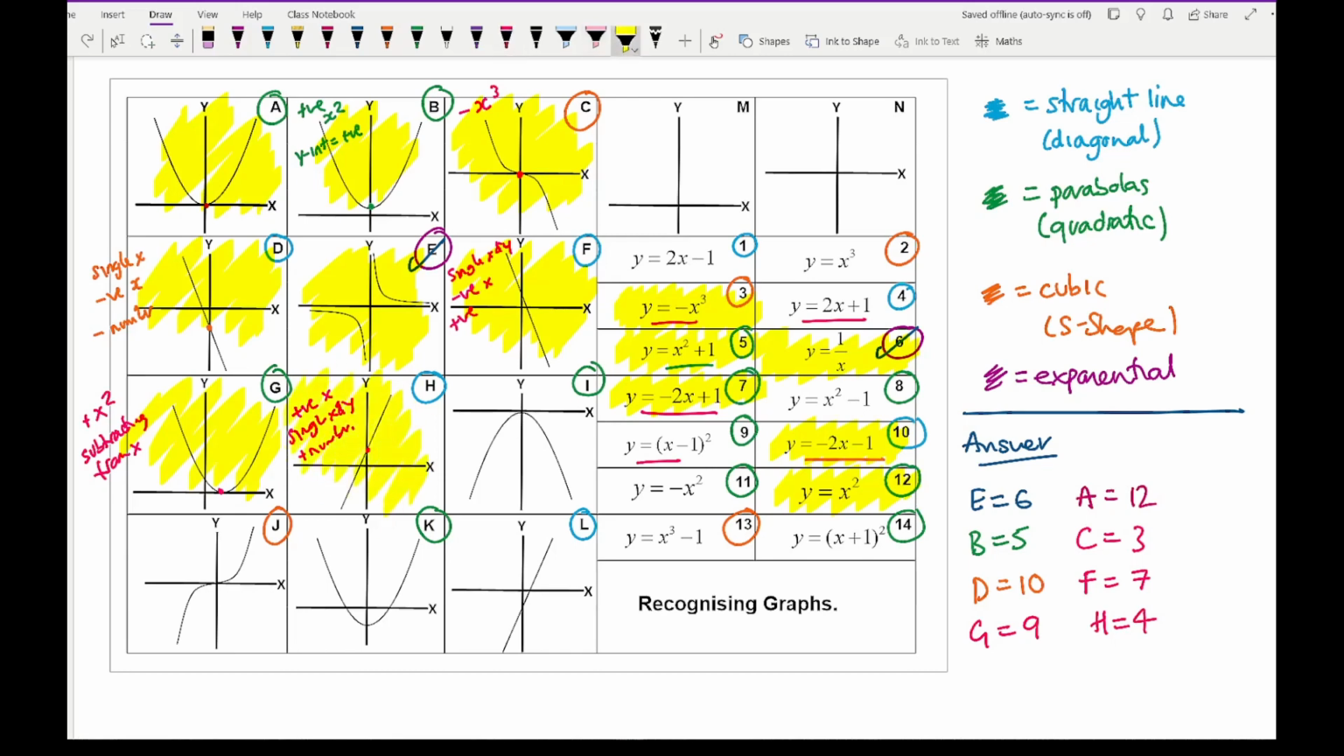Then moving on to I. So this looks like an N shape. So here I'm looking, and it's a parabola. So I'm looking for a negative x squared with no number being added. So no number at the end. And that to me is going to be number 11. So I equals 11.